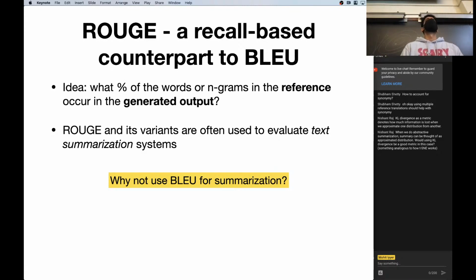You said we don't want the model to output the entire text, but how will recall help? Because suppose it does output the entire text, it will obviously have almost all the words in the reference summary, and then the recall will be very high. Yeah, that's true. What did I mean by saying that?